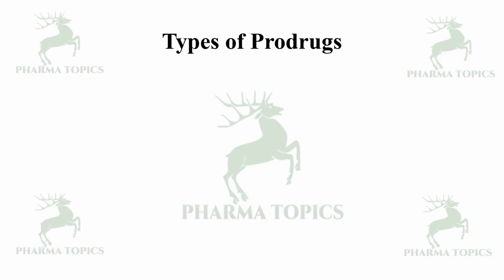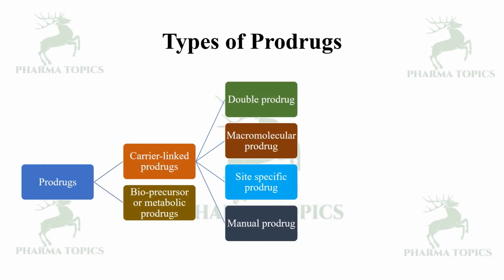Let us see the types of prodrugs. It is of majorly two types. One is carrier-linked prodrugs, and the other is bioprecursor or metabolic prodrugs. The carrier-linked prodrugs are of four types. One is a double prodrug, macromolecular prodrug, site-specific prodrug, and manual prodrug.